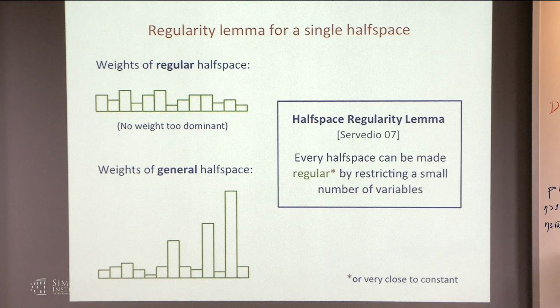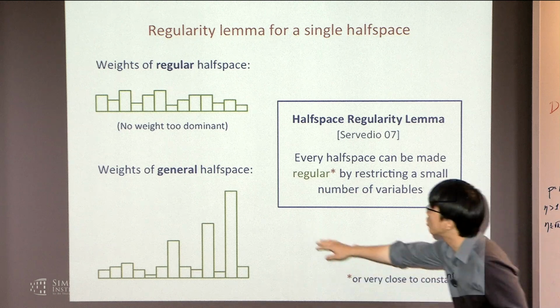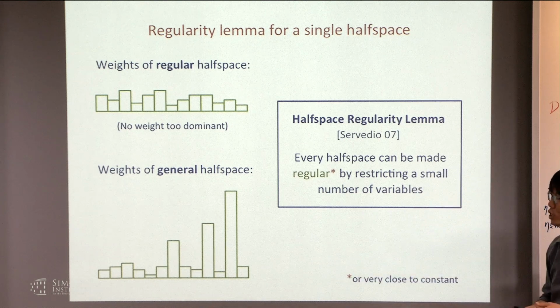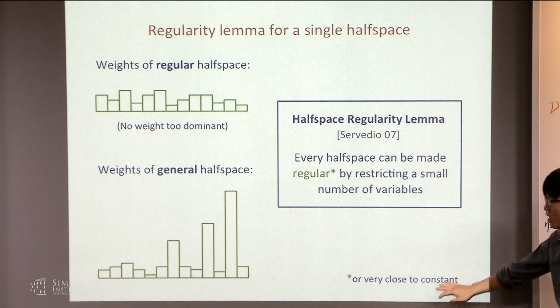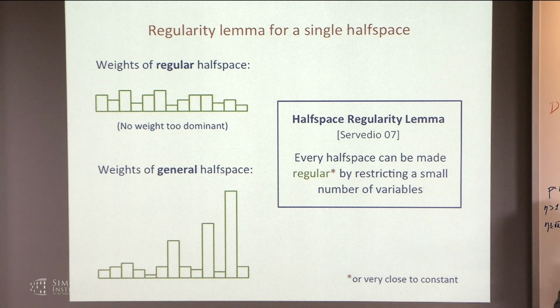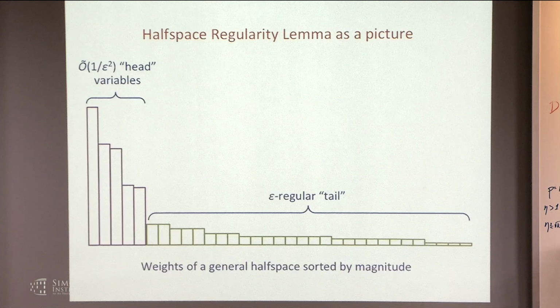But not a very difficult argument, one can show, in fact, that every arbitrary half space can be made regular by just fixing a few coordinates. Think of this as literally a constant, like 10 for this talk. You can make every half space regular by fixing a very small number of coordinates. This is not precisely true. There's a different case, but in some sense, this is even better for us. So for this talk, maybe just pretend that every half space can be made regular by fixing a small number of coordinates.